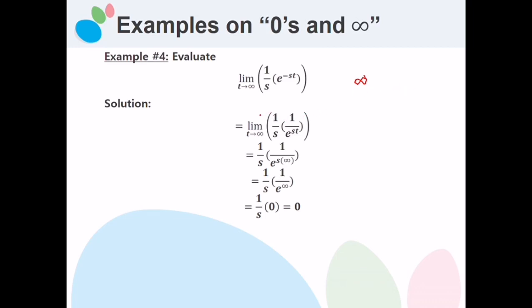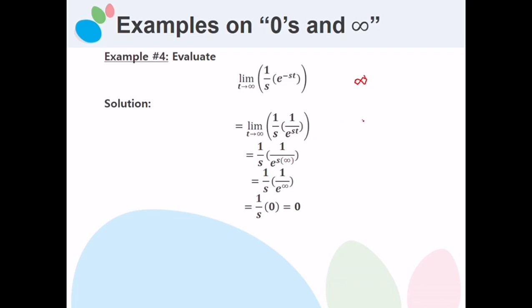The first step is to simplify the function first. So e raised to negative st, we know that this is also equal to 1 over e raised to s times t. Now let's substitute t approaches infinity. Let's substitute the value of t with infinity. So 1 over e raised to s times infinity.